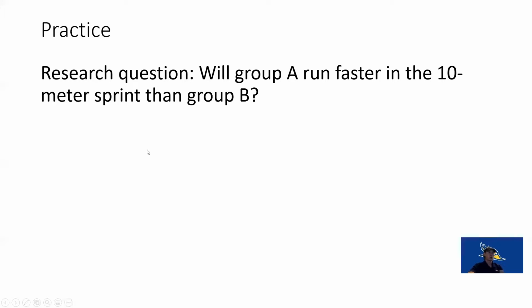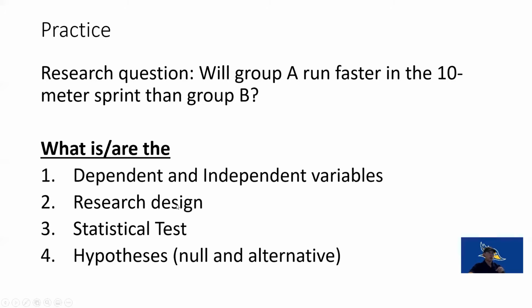Okay, this is our research question. Will group A run faster in the 10-meter sprint than group B? So what do we do first? Okay, first we have to find the dependent and independent variables, the research design, the statistical test, and then our hypothesis. So the dependent variable is what we measure. The independent variable is what we control. We control group A and group B. So the independent variables are group A and group B. The dependent variable is the 10-meter sprint time.